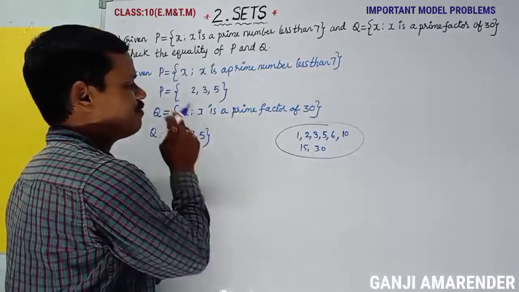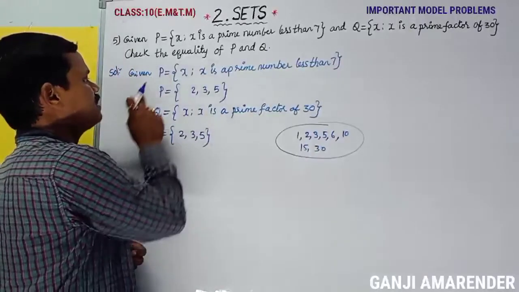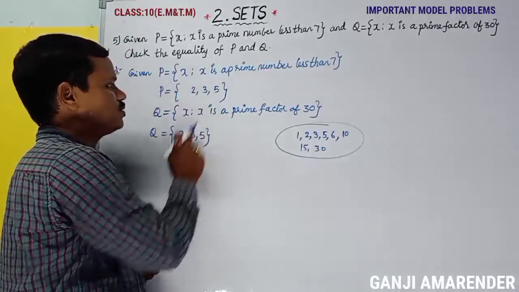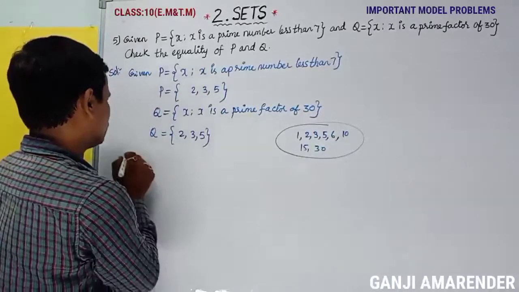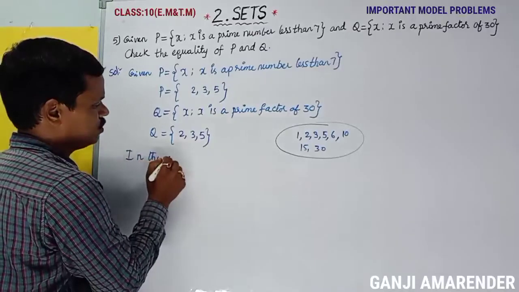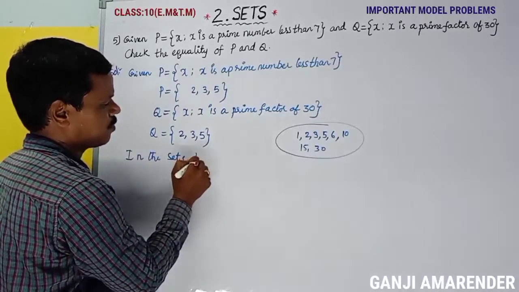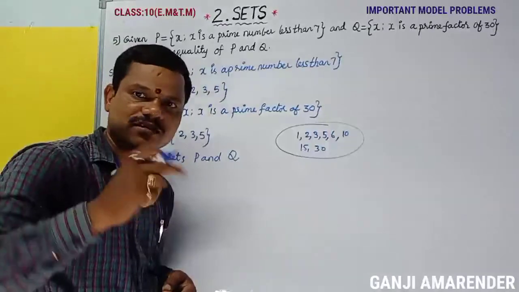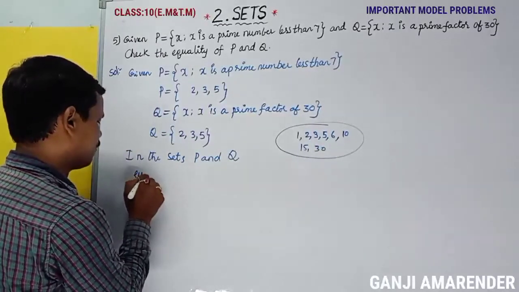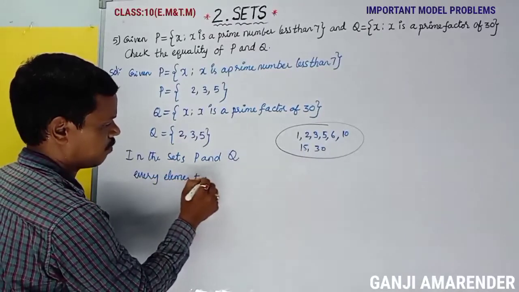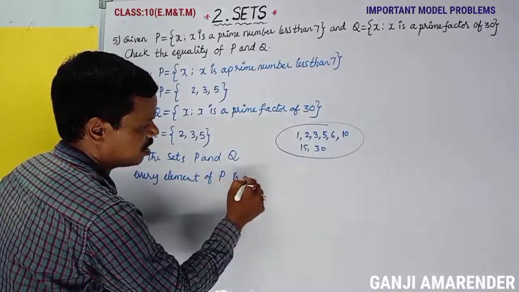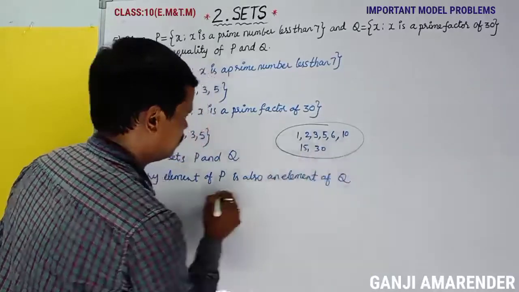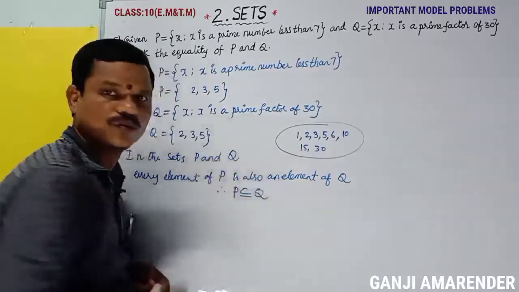Okay, so 2, 3, 5 are the elements of set Q. Now observe the sets P and Q. 2 belongs to P and 2 belongs to Q. 3 belongs to P, 3 belongs to Q. 5 belongs to P, 5 belongs to Q. So in the sets P and Q, every element of P is also an element of Q. Therefore, P is a subset of Q.